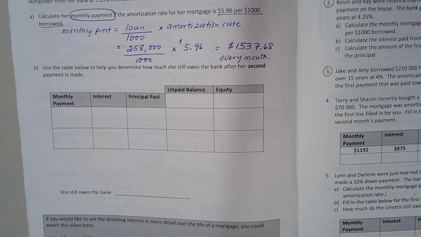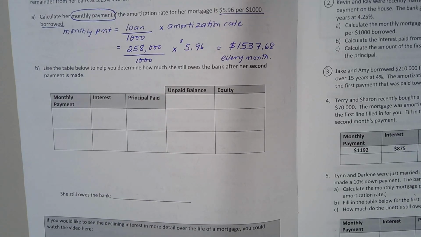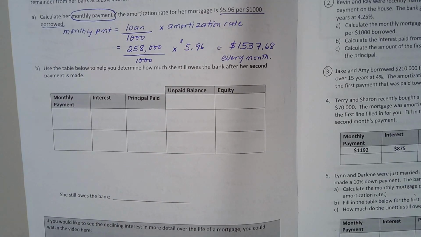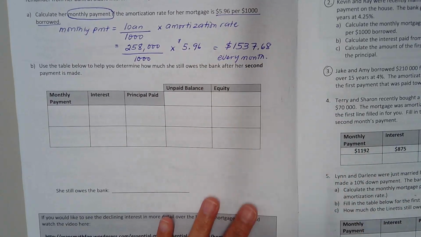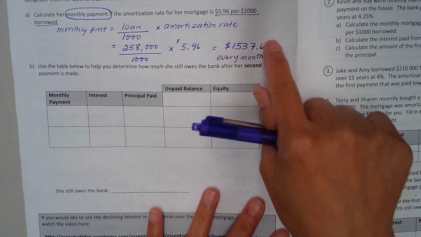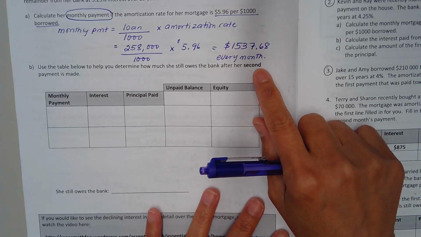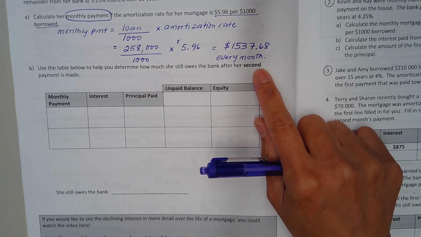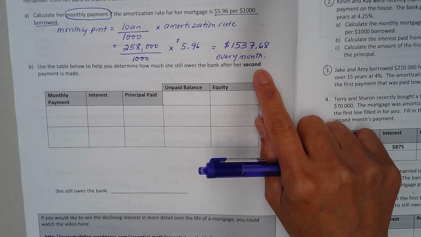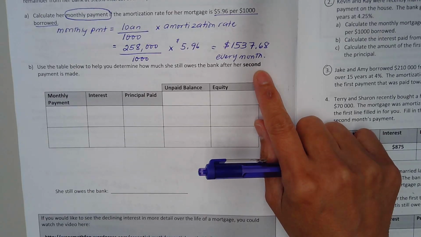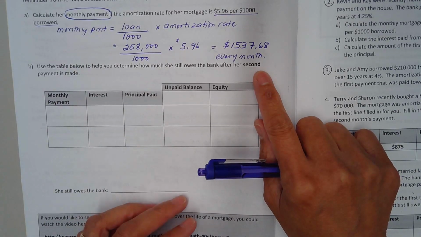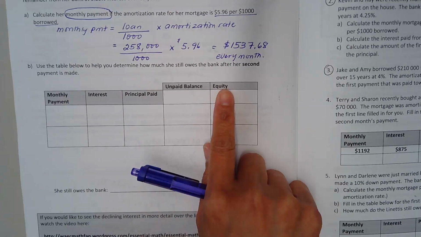Letter B, use the table below to help us determine how much she still owed the bank after the second payment is made. So we're going to use this table to figure out the balance. Remember, part of this money that we pay every month goes to interest, so that's gone, right? And part of it goes towards the principal, paying down the loan. So let's figure this out.